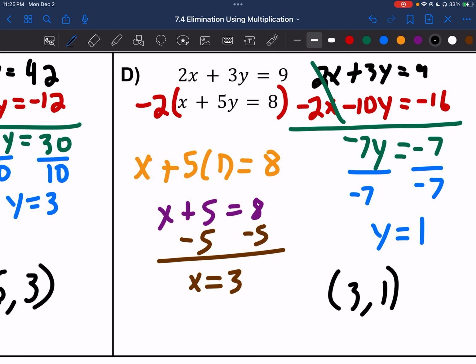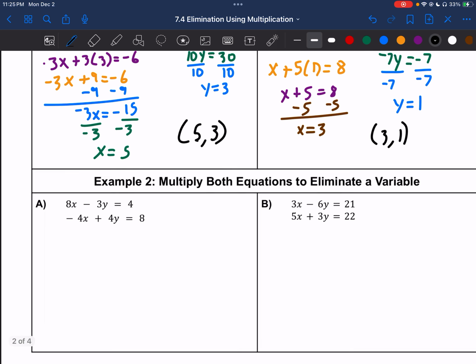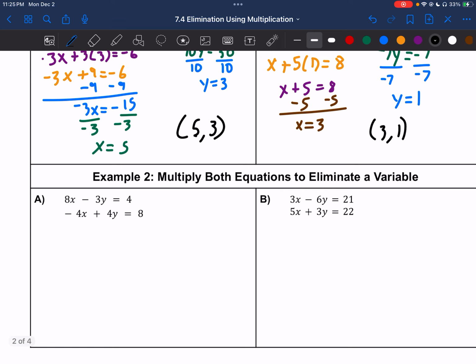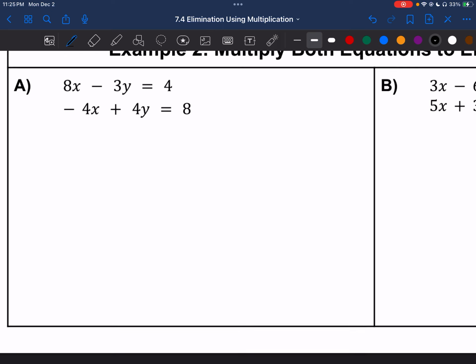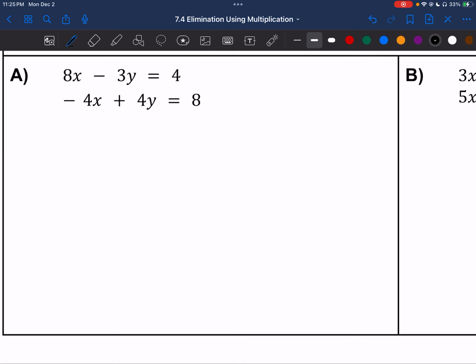All right, so let's take a look at example 2. We're going to multiply both equations in this one in order to eliminate one of our variables. Now, what does this look like? Well, letter A, this was me just using the exact same ones, but instead of eliminating x, what if we looked to try to eliminate y instead? All right, so we can do that. We can multiply by 4, and we can multiply this by 3.